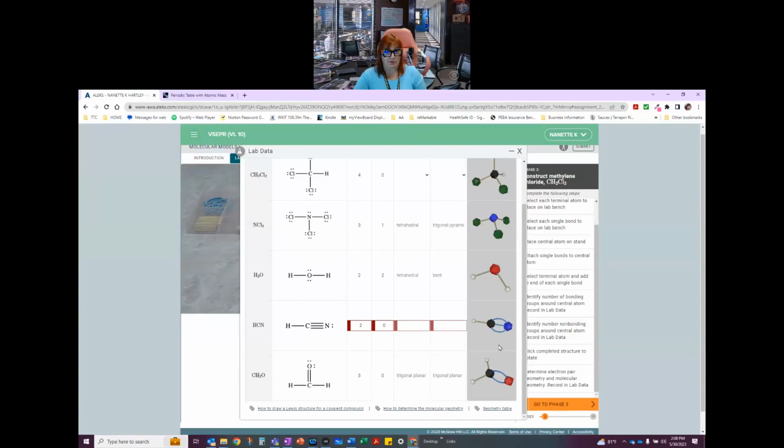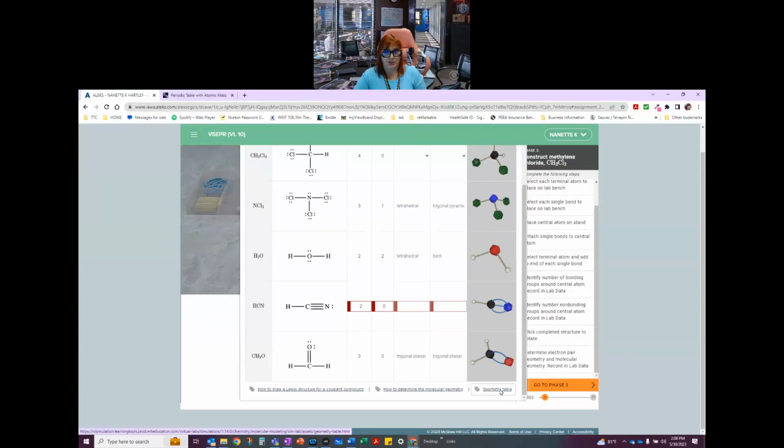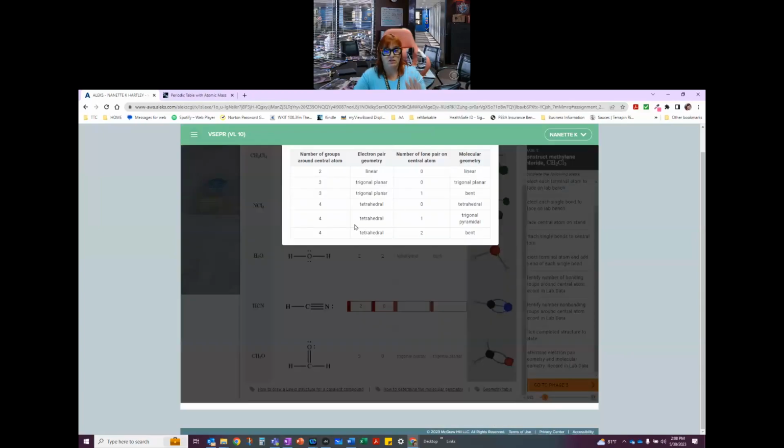And down here at the bottom, there's a geometry table. So if I open this geometry table, it says 4 number of groups around central atom is 4. Okay, so that's tetrahedral. That's my electron pair geometry. And then the number of lone pairs on the central atom is 0.